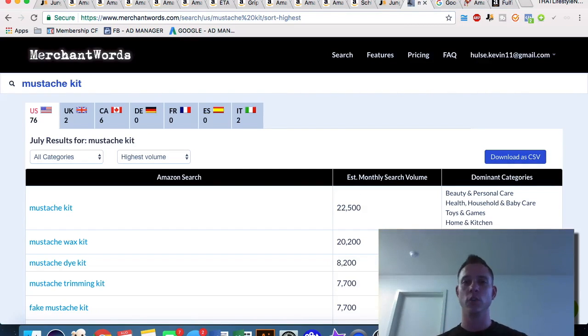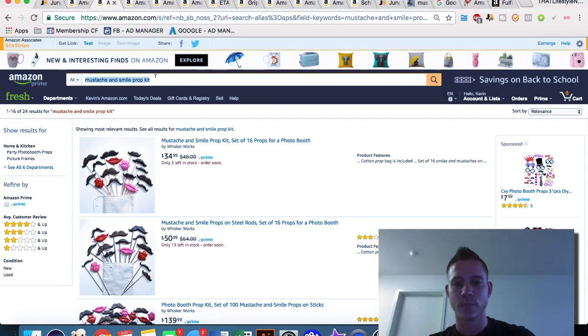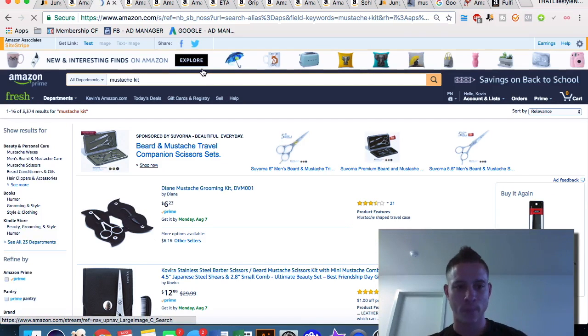And these are estimated searches. The only true means of getting monthly search volume, and it is a range, is with Google Keyword Planner. It's free for anyone. You have to have an AdWords account, so it's kind of annoying to sign up. But again, this is the estimated first search term. So we're going to take a look at mustache kit.